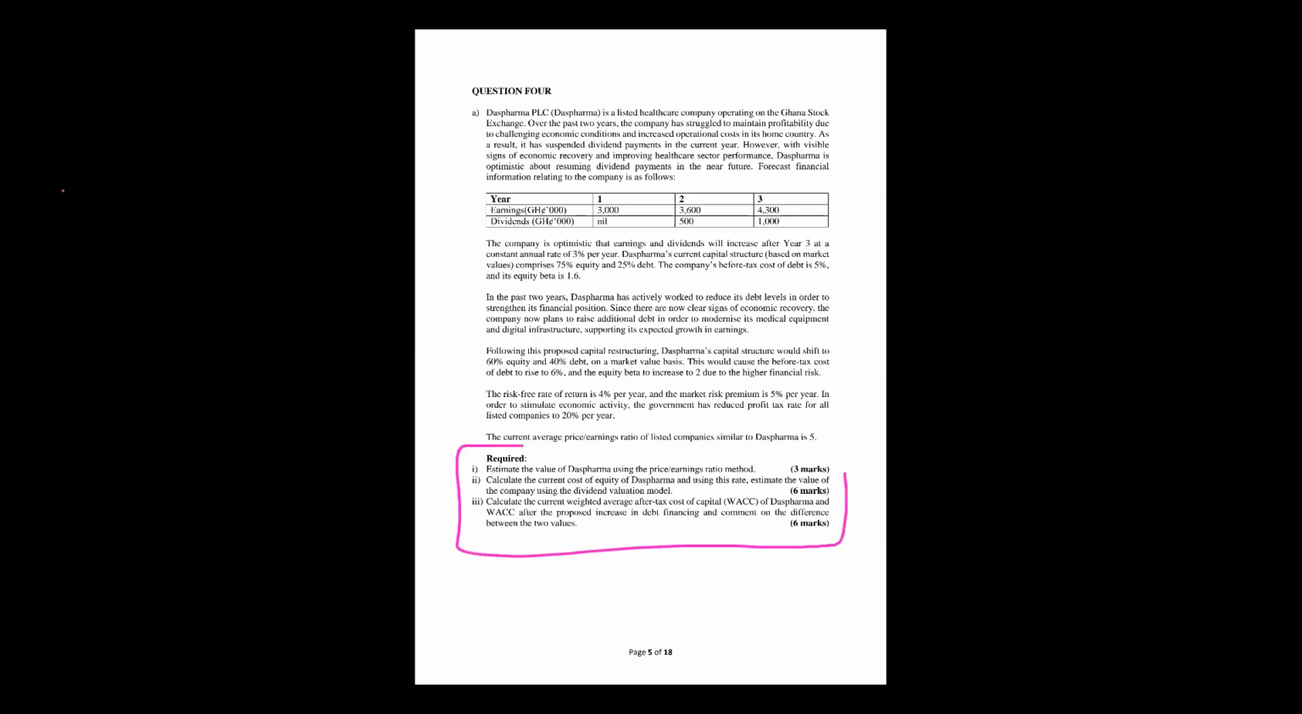Question 4. I'll come and read here. All these, I don't need them now. Estimate the value of that farmer using the price earnings ratio. This is formula work. You should know the formula. Calculate the current cost of equity. So I'll try solving this. Then we'll see how we go about it. I want to demonstrate something. Calculate the current cost of equity of that Farmer Limited. Estimate the value of the company using the dividend valuation model. Calculate the current weighted average cost of capital of that Farmer Limited after the proposed increase in debt financing and comment.